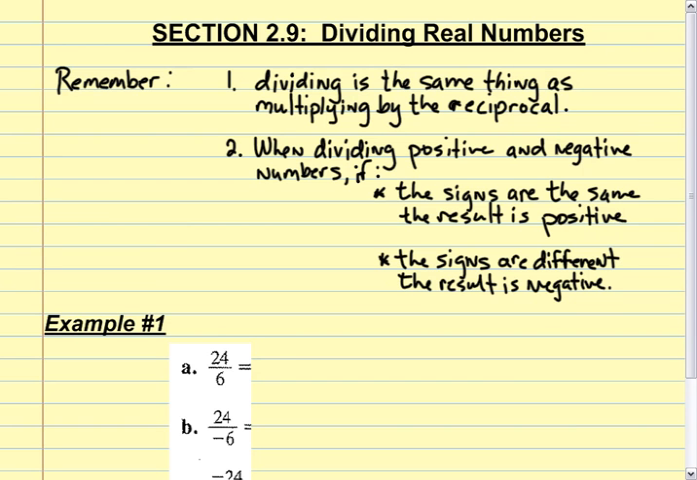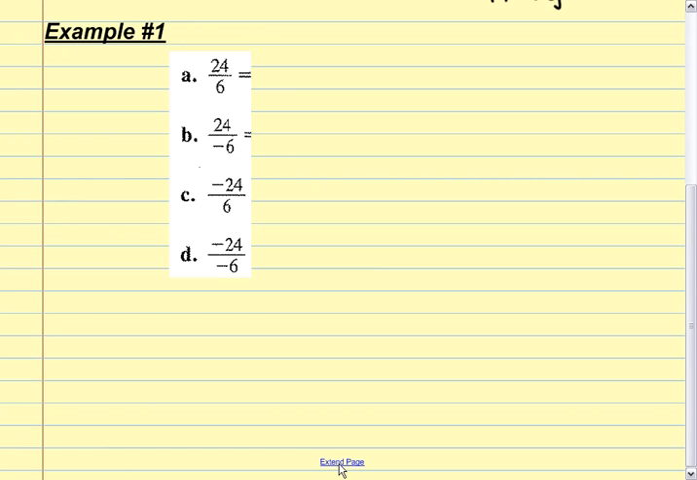Let's go down here and look at something pretty simple. First thing, Taylor, 24 divided by 6. We're just reducing this fraction, but remember, the fraction bar says divided by. That's what it means. So it's 24 divided by 6. Taylor, 24 divided by 6? 4. Okay, 4 over 1.